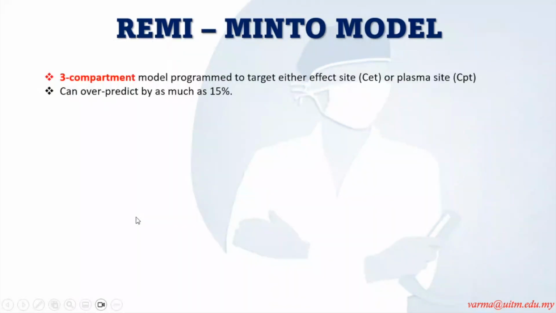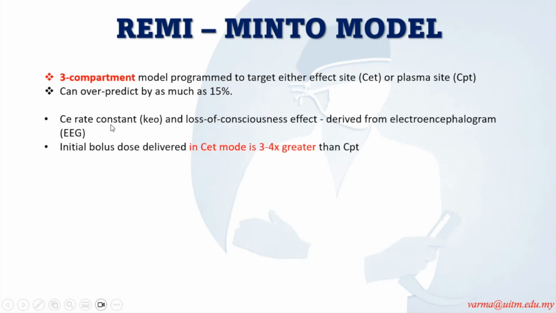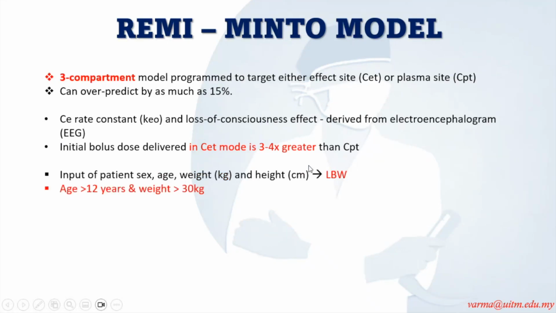So Minto model is a 3-compartment model again, programmed to target either effect or plasma site. As I mentioned earlier, it was only told to be effect, but now it can also go for plasma. Can over predict by as much as 15%. CE rate constant, effect site rate constant, KEO, loss of constant effect derived from electroencephalogram, EEG based. Initial bolus dose delivered in CET mode is 3 to 4 times greater than CPT, which we talked earlier. When you choose the effect site, the induction dose will be higher compared to the plasma being the target site.